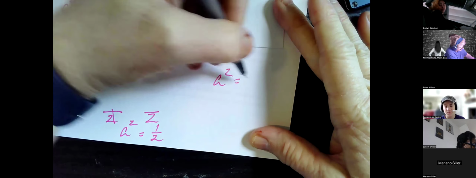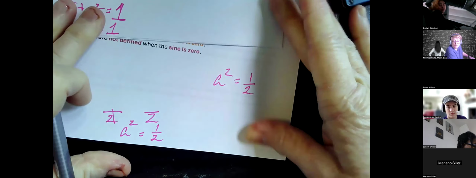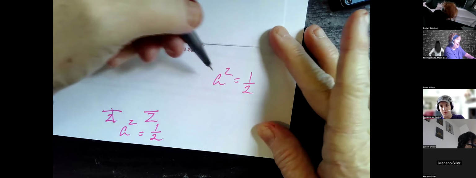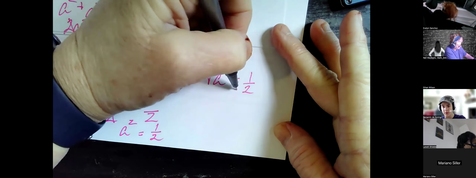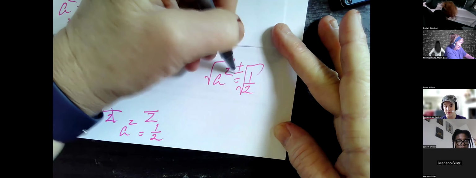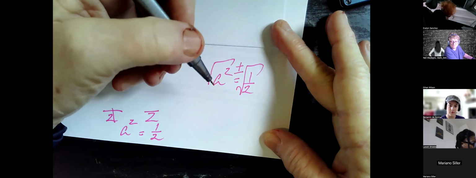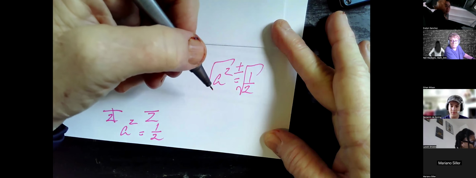So how do we solve that? I'm going to write it up here so that we've got a squared is 1/2. You take the square root of both sides, but don't forget the plus or minus. Lovely. And the square root of something squared is just itself, yes? Yeah, itself.